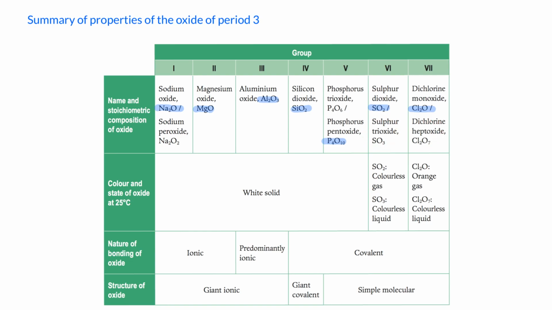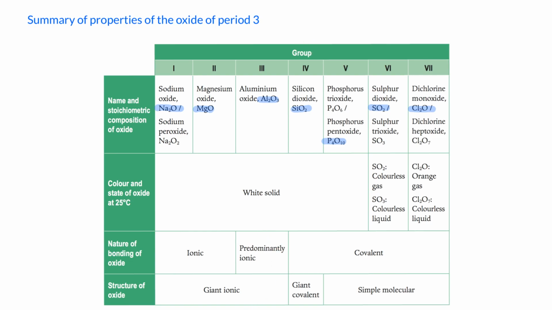So as mentioned before, for the structures of this kind of oxide, the first 3 of them will be in giant ionic structure because they have ionic bond. You see this one, predominantly ionic. Actually, it is the same as ionic bond with covalent character. So these are the ionic bonds forming giant ionic structures.